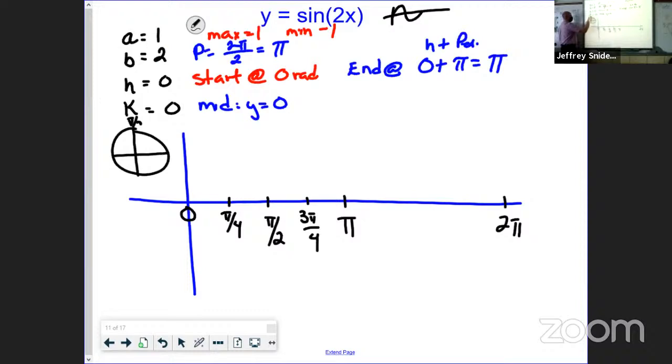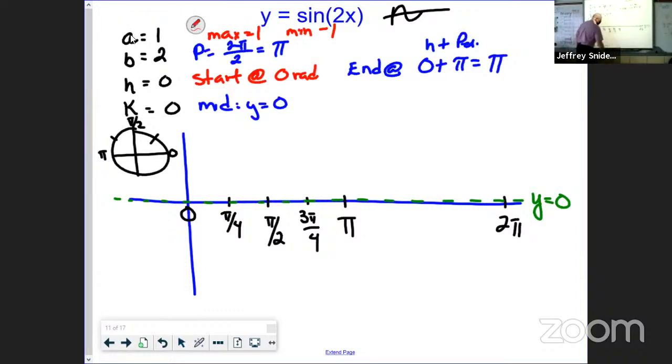Think about it on the circle, guys. Here's pi over 2. Here's 0. Here's pi. Halfway between those two, pi over 4. Halfway between these is 3 pi over 4. My cycle is going to go from here to here and stop. Right now, I already know it's going to start here and it's going to stop here. Okay, great. I'm going to draw the midline. I might as well. There's the midline.